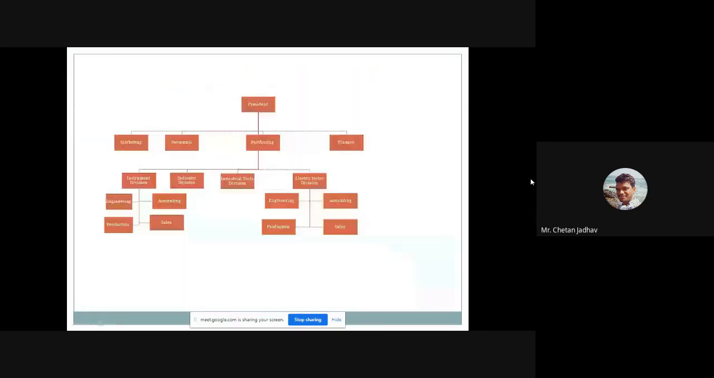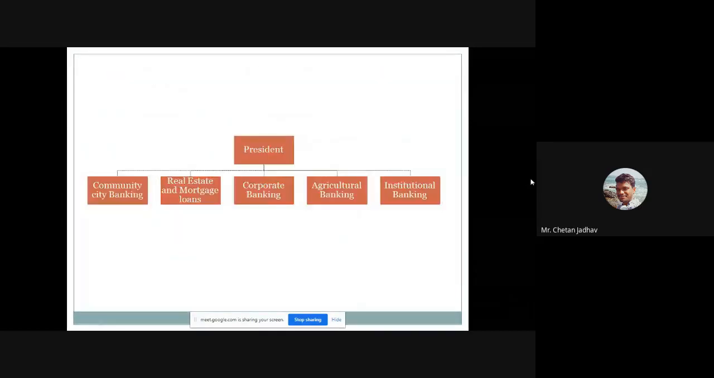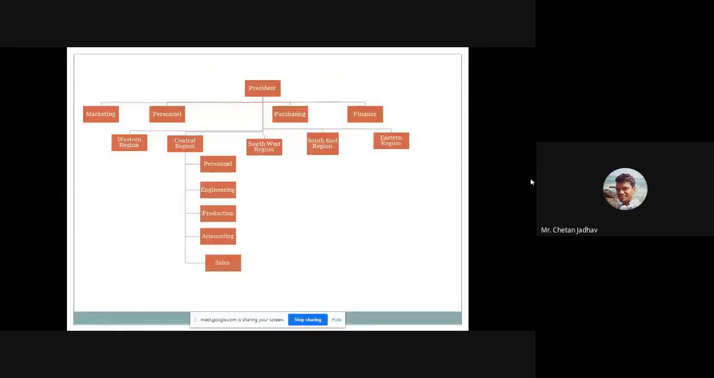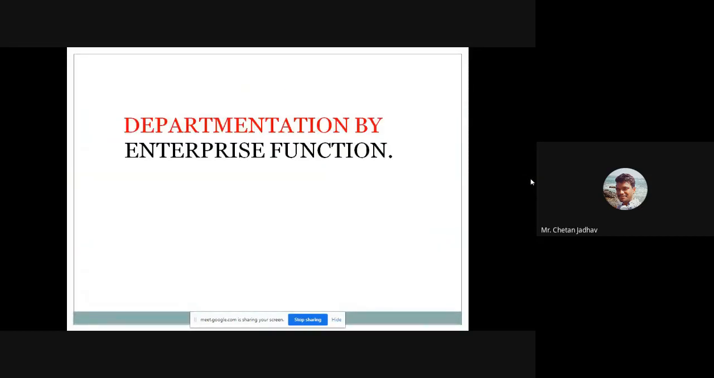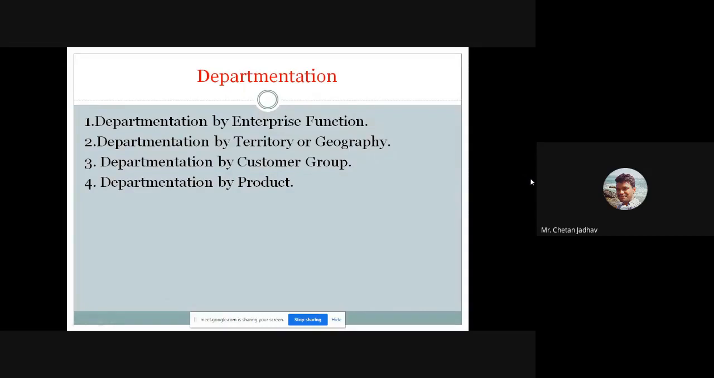So these are the different departmentations as per the different groups. We have discussed the departmentation point today, and it is a very required part of any organization. So today we have discussed enterprise function, territory or geography, customer group, and product. Rather than these four types of departmentation, we will see one short video regarding this departmentation.